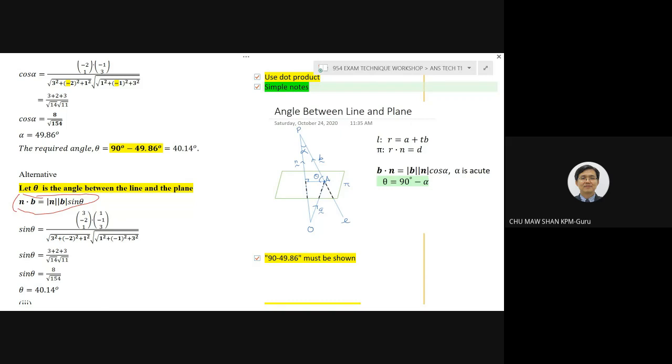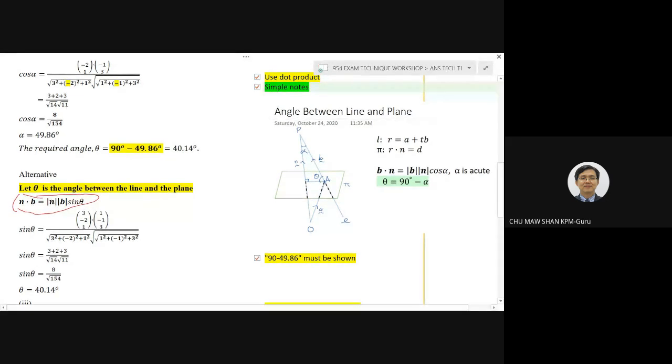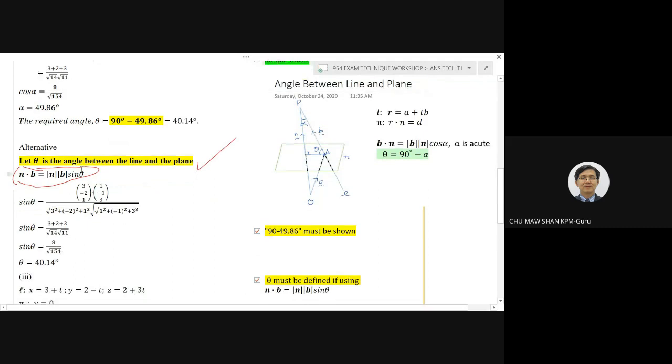But if you work using this one, you must define your theta in the front. You must define this one: the theta is the angle between the line and the plane. Without this, marks will be deducted. So if you want to use sine, can, but you define your theta first. Can you understand?